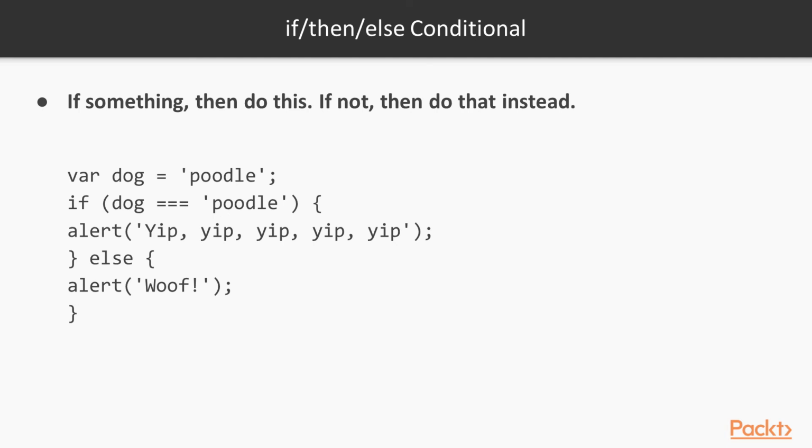For example, the expression inside the if is the actual Boolean test. It uses the identity operator to compare the variable dog with the string poodle to see if the two are equal. If this comparison returns true, the first block of code is executed. If the comparison is not true, the first block is skipped, and the second block of code after the else statement is executed instead. This is pretty easy to understand.